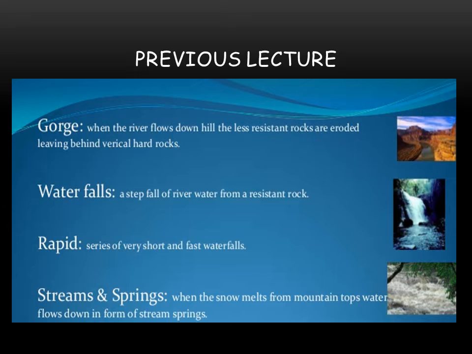Then the waterfalls. You must have heard about many of the waterfalls in the world: a steep fall of river water from a resistant rock. And rapids are when we can see a series of short and very fast waterfalls that can be seen in a single view. And then streams and springs: when the snow melts from mountain tops, water flows down in the form of streams and springs.